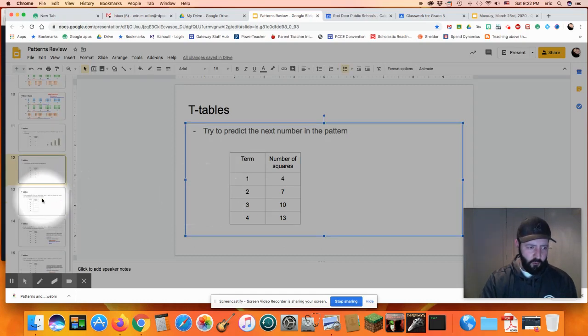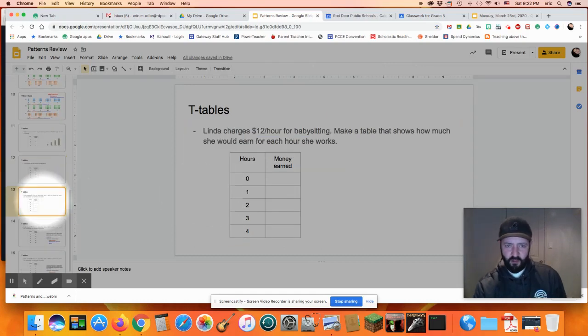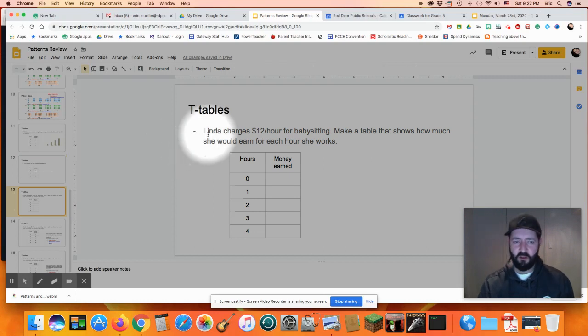Okay, one more example here. This might be more of like a real life application, because chances are in real life you're not going to get handed a t-table just randomly. Oftentimes these t-tables will have actual information on it. So let's have a look at this real life application here. Many of you are getting to that age where you're old enough to start babysitting, and maybe some of you already have your babysitter's licenses. So this example's for you.